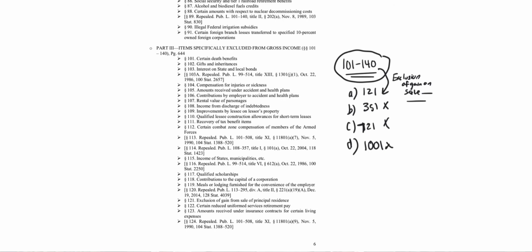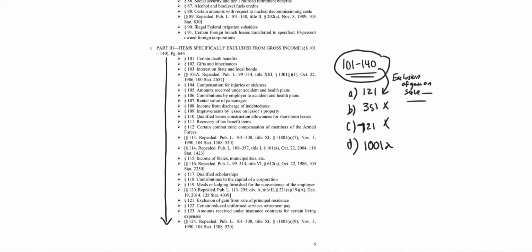And then you also want to read every single one of these because you know, hey, I'm going to start with section 101. I'm going to read down until I see anything that kind of strikes my fancy as possible. 101, certain death benefits. Okay, well, no one's dying, so that doesn't apply. Gifts and inheritances. No, we have wages. Interest, so it's not 103. We don't have interest. 104, compensation for injuries or sickness. 105, amounts received under accident or health plans. 106, contribution by employer to accident and health plans. So far, 101 to 106, nothing.